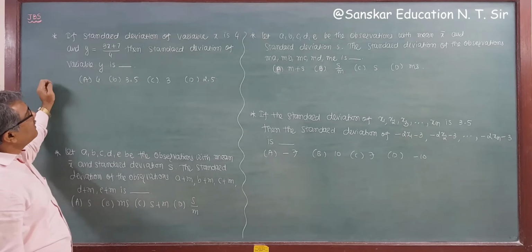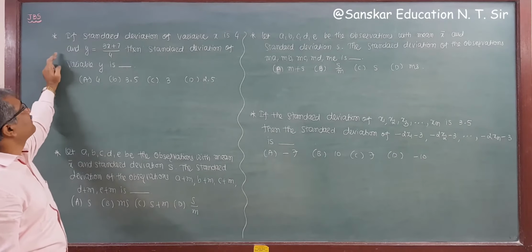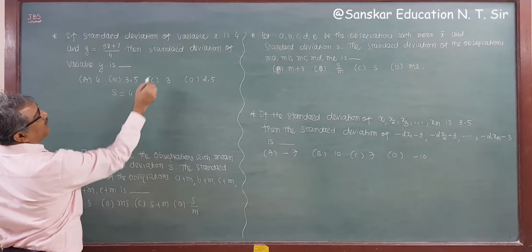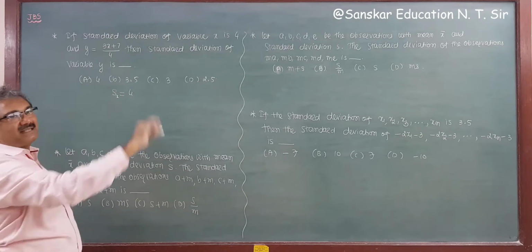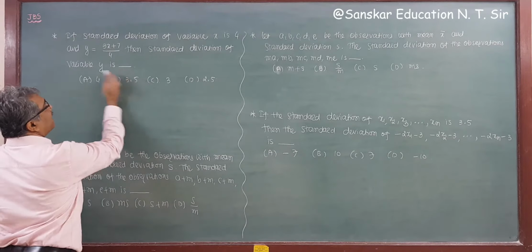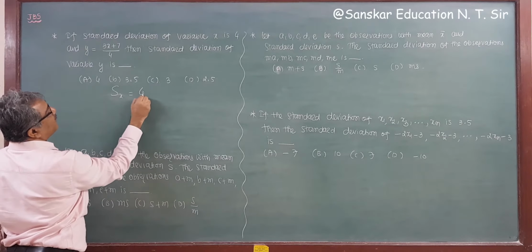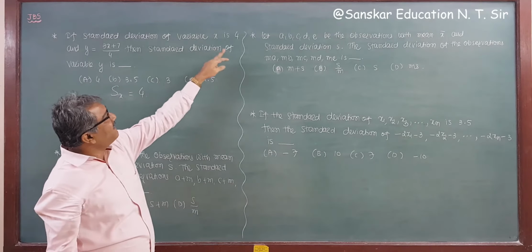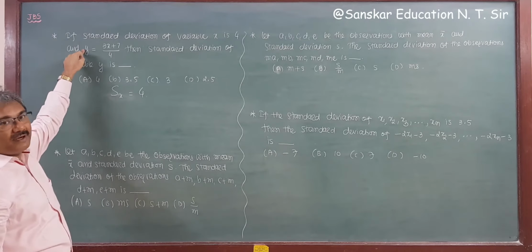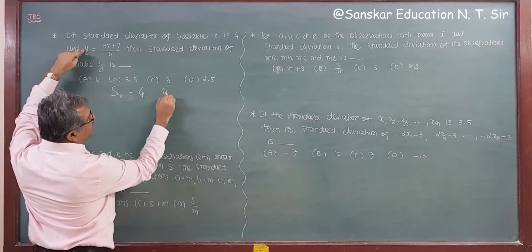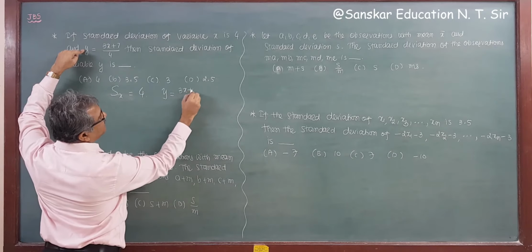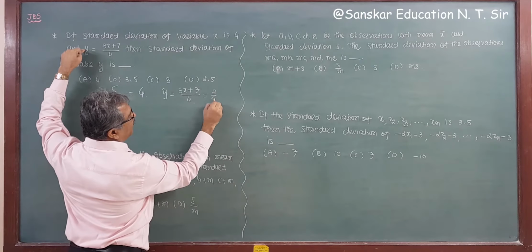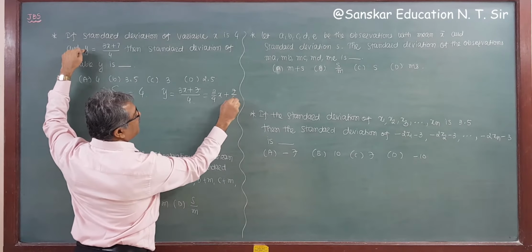So if the standard deviation of variable x is 4, given s of variable x, that is sx, is equal to 4, and y is equal to this, then we have to find out the standard deviation of variable y. Y is given here as 3x plus 7 divided by 4. That means this is 3 by 4 into x plus 7 by 4.